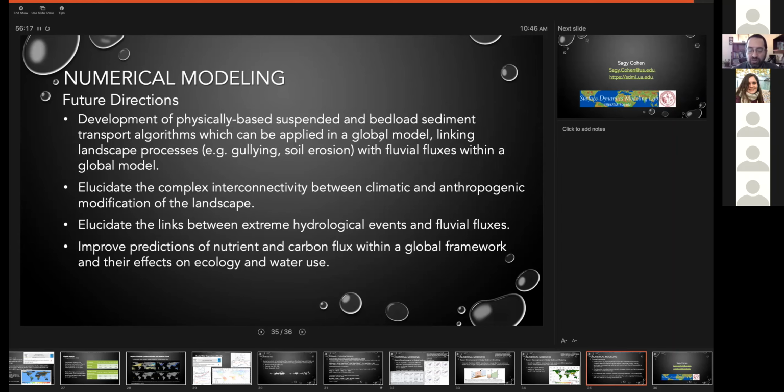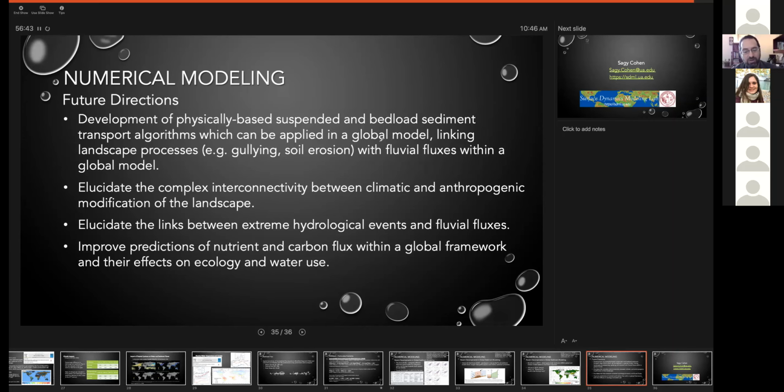Extreme hydrological events, as I said, are very difficult to model, and especially their effect on sediment, because observations are really sparse. However, we know that floods, especially in many river systems, are a very significant control on sediment dynamics. So this is very much a future direction that needs to be taken.